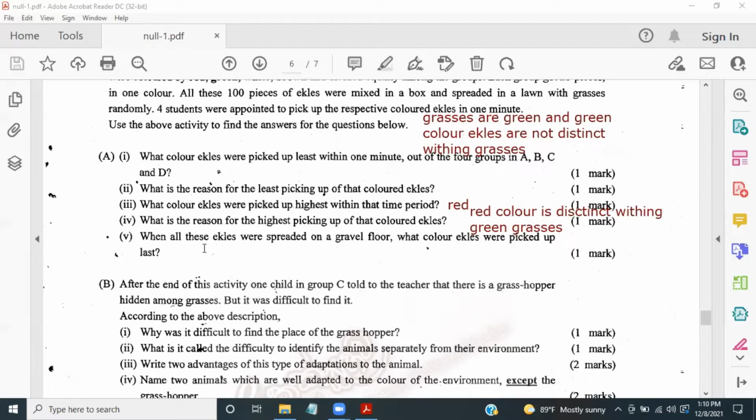last? In this question, the gravel, there are different colors of gravel. For this question, we will consider that gravel is gray color. And we will think that red color is distinct within the gray color. When all these ickles were spread on a gravel floor, what color ickles are picked up last?